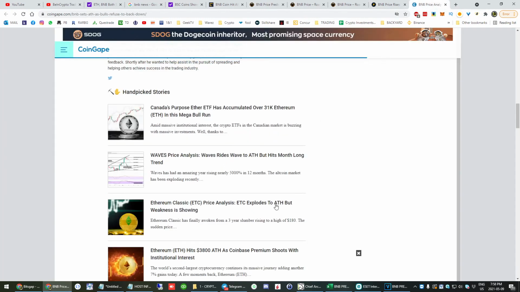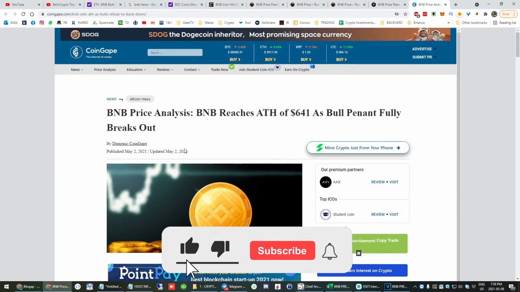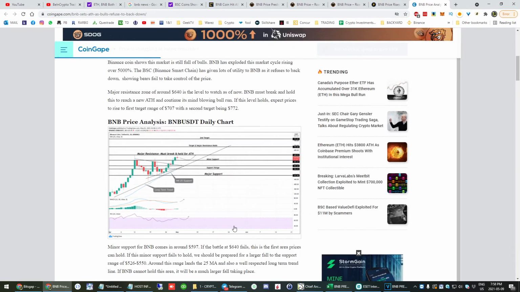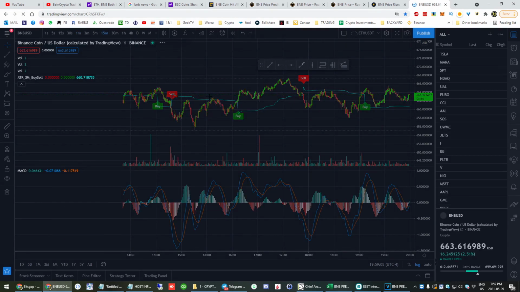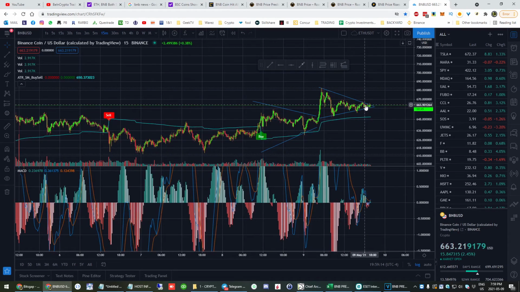And along with that, I wanted to show you something here. BNB reaches all-time high of 641 just last week as the bull pennant fully breaks out. So it's broken out of the bull pennant. And another thing I want to show you is the chart currently for BNB. The long-term chart currently shows that there are two ascending triangles that it had formed. This one it broke out of just today, and it's also starting to form another one.